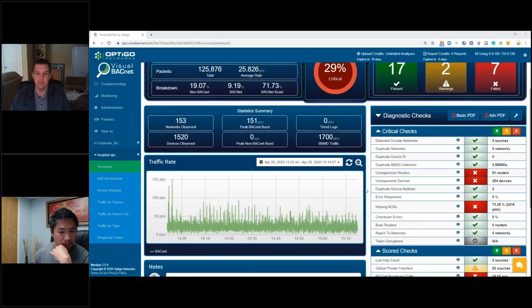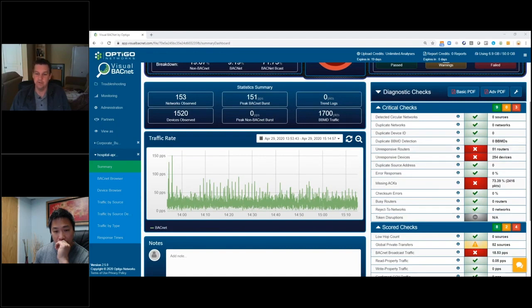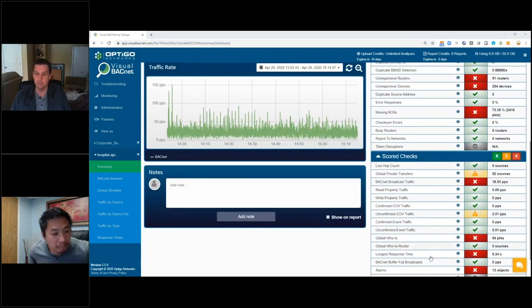As we can see going through this, starting with the critical checks again, you see a whole bunch of unresponsive routers. But one thing that caught our eye right off the top is not necessarily unresponsive routers and devices, but I noticed this missing acknowledgements, which is almost 74% of the entire file. What that tells us right away is that we were asking for lots of data and never got a response from what we wanted. So this is a spot that we would start with right away, because as soon as we go and figure this problem out, I'm pretty sure that the unresponsive routers and devices will come back, the broadcast traffic will drop, and along with a few, probably the longest response time as well. But we'll dig into that and we'll see what's going on.